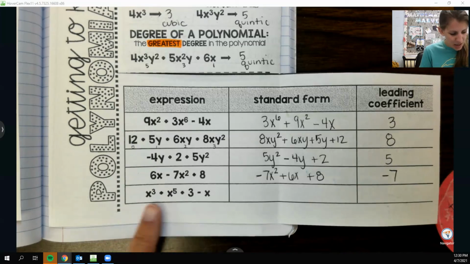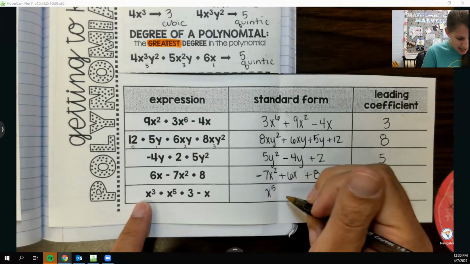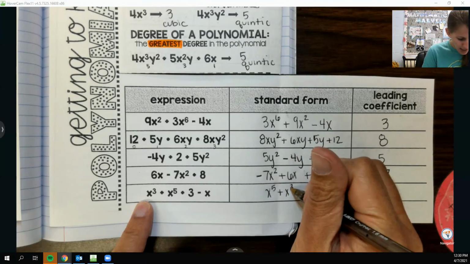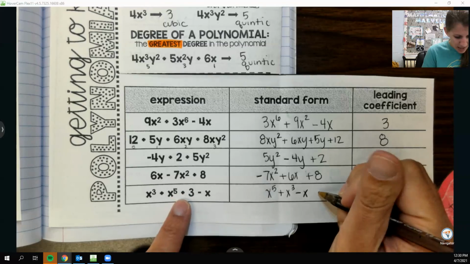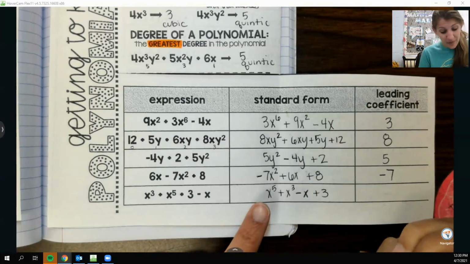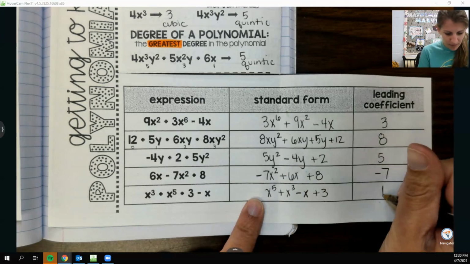And then last but not least, the largest on this one here is x to the 5th. Then x to the 3rd, and it's positive, so plus. And then this x, which is negative, so minus x, and then plus 3. And if you don't see a number, there's always one.